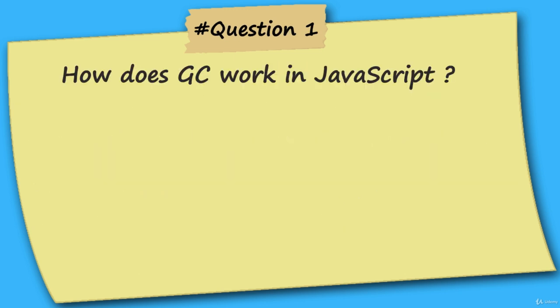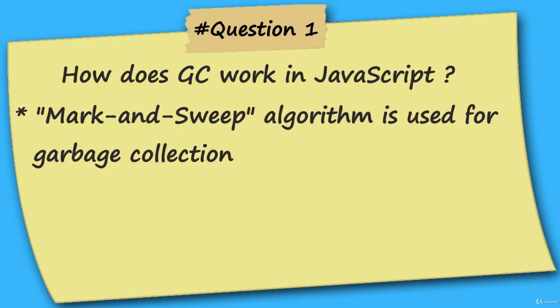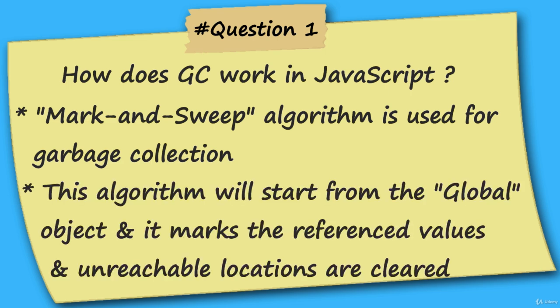First question, how does GC work in JavaScript? As far as JavaScript is concerned, whether it is in a Node environment or even in a browser, there is always a process. Chrome has V8 and the same V8 is working with Node. So the logic remains the same. The mark and sweep process goes the same way. The only thing is, from whichever global object is there, the mark and sweep process starts. It marks the values which are referenced, and unreachable locations are cleared by a process called the garbage collector.